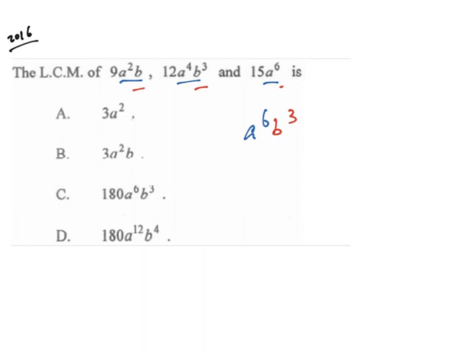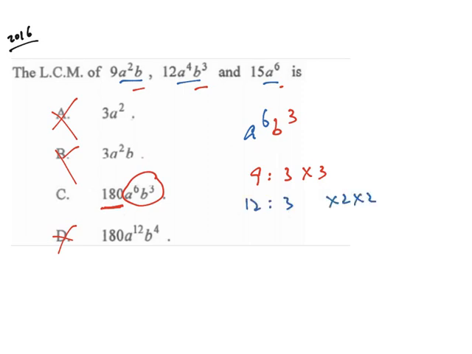For the unknown, actually you can see it's here. The answer is C. But if you want to check why the number of the LCM is 180, we can check like this. For 9, it is 3 times 3. For 12, 3 times 2 times 2. And for 15, it is 3 times 5. So the HCF is 3.